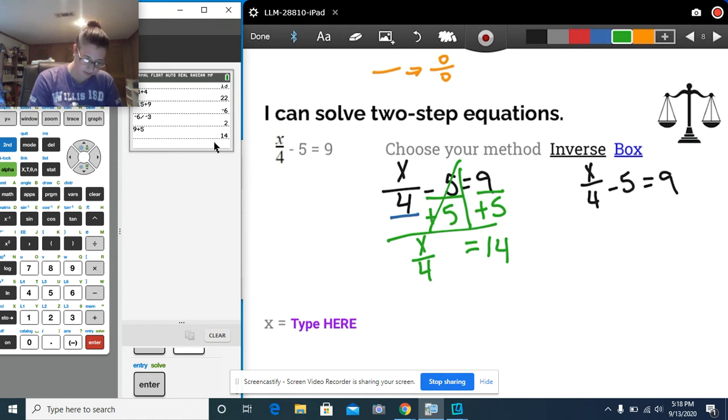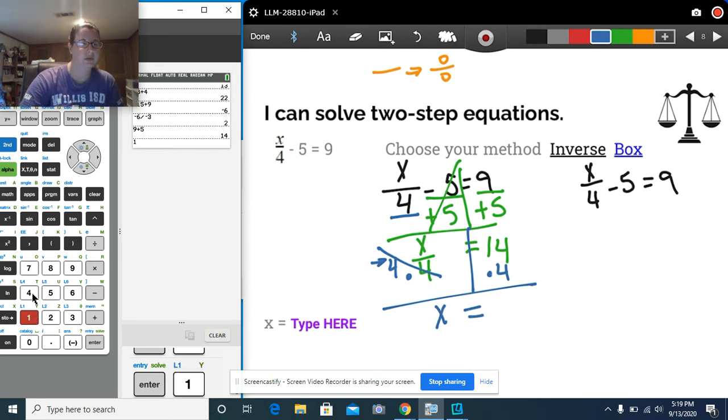The very next thing I have to do is I have to focus on my variable. If I am dividing, the opposite of division is to multiply. So I'm going to multiply both sides of my balanced equation by 4. 4 times 1/4 is equal to 1. I bring my x down. And then I have 14 times 4. Well, 14 times 4 is equal to 56. So now I have the number 56.